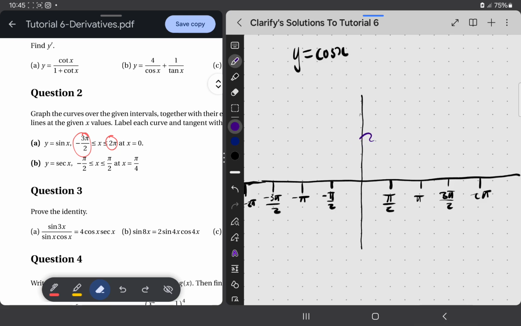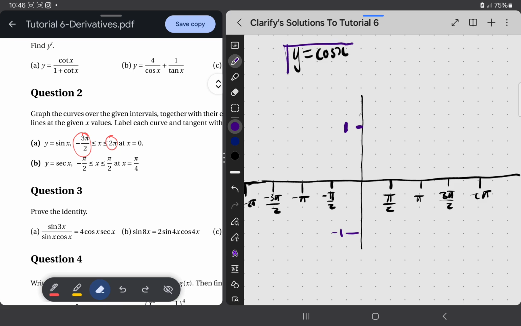Anyway, remember that the graphs of sine x and cos x never pass the value of 1. So that means here it is going to be 1 and minus 1. Let me put it down here, minus 1. Then here is my 1. Okay, now let's get to work.